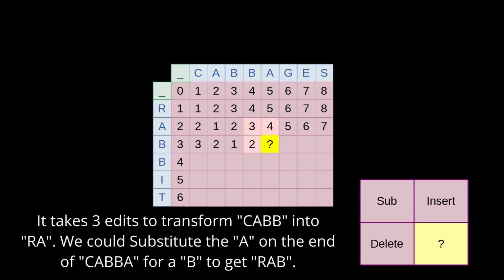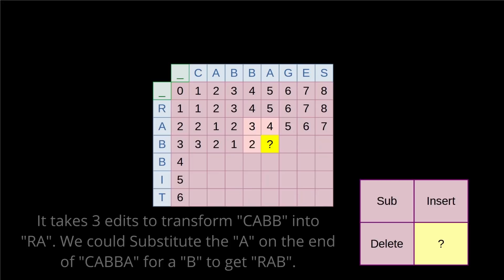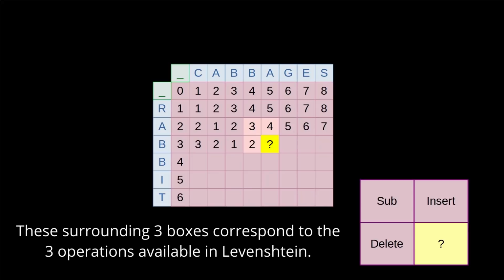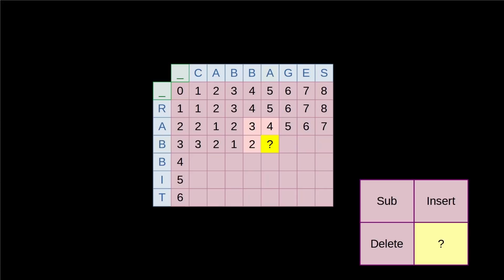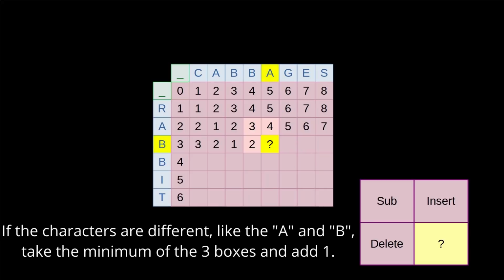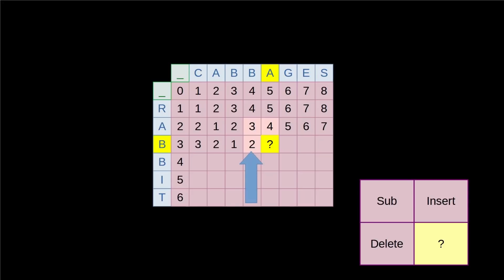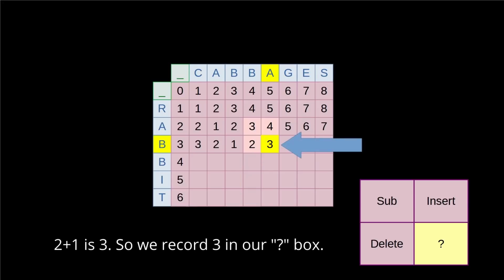All 3 of those operations will produce the substring RAB from the substring CABBA. We can delete, we can insert, or we can substitute. They're all going to produce that value. So what we do actually becomes really, really simple. If the 2 characters that we're comparing just here, which is this A and this B, are not the same, then we take the minimum of those 3 surrounding boxes, which correspond to the Levenshtein operations. We take the minimum and we add 1, and that becomes our next number.